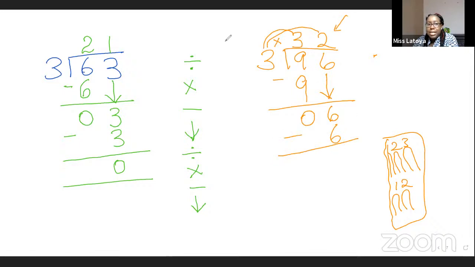After writing my 6, I am going to take away. 6 take away 6 is 0. Again, I have no remainders here. So 3 can go into 96 how much times? 32 times, and we have 0 remainders. Okay, let's continue with our practice.